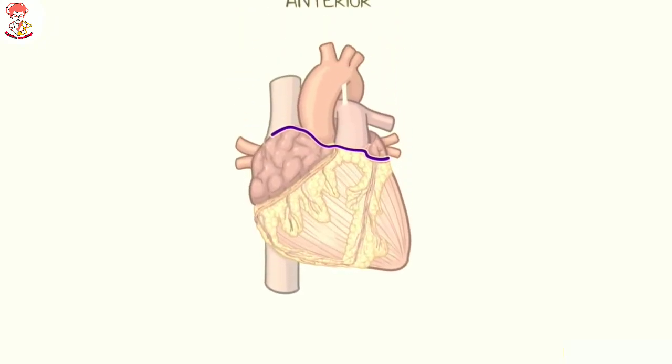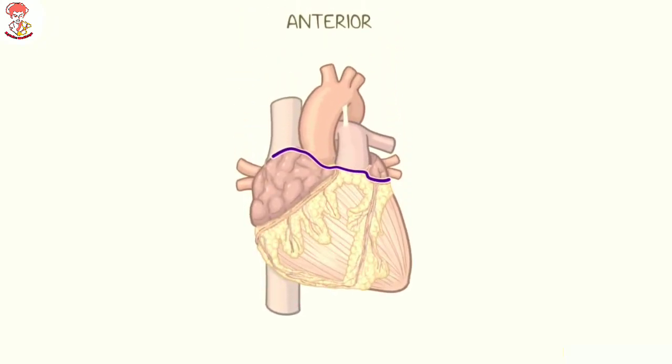It is important to understand what comprises the borders of the heart because the heart is rotated to the left on its longitudinal axis within the mediastinum, so the apex is directed more posterolaterally. The superior border is formed by the left and right atria.